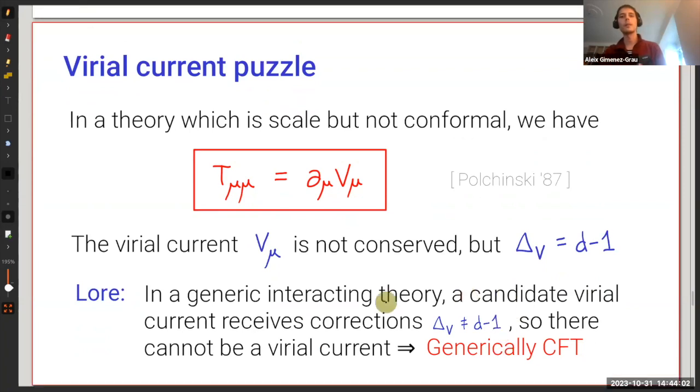So what people say is that, okay, in a generic theory, there are going to be interactions. So any operator that you think might be the virial current is going to receive some quantum corrections, and then it's never going to have dimension d minus 1. So in general, what we expect is that any interacting theory at a fixed point is actually going to be a CFT. And the reason we expect this is because it looks like there cannot be a virial current. Okay? So that raises the puzzle.